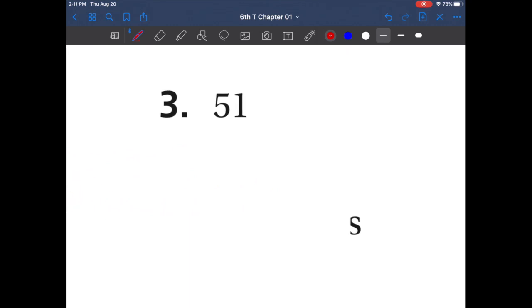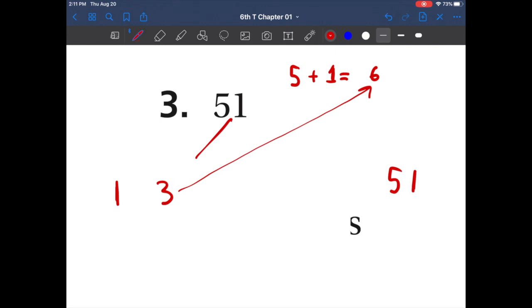51. Ooh, this one's a hard one. Let's see. So we have 1 and 51. Does 2 go into 51? No. Does 3 go into 51? Yes, it does. Just to tell you how I know that, if I add these two digits together, 5 plus 1, that gets me 6, and I know that 3 goes into 6. So now let's see, what number times 3 will get me 51? I already know this, and I'll tell you it is 17.